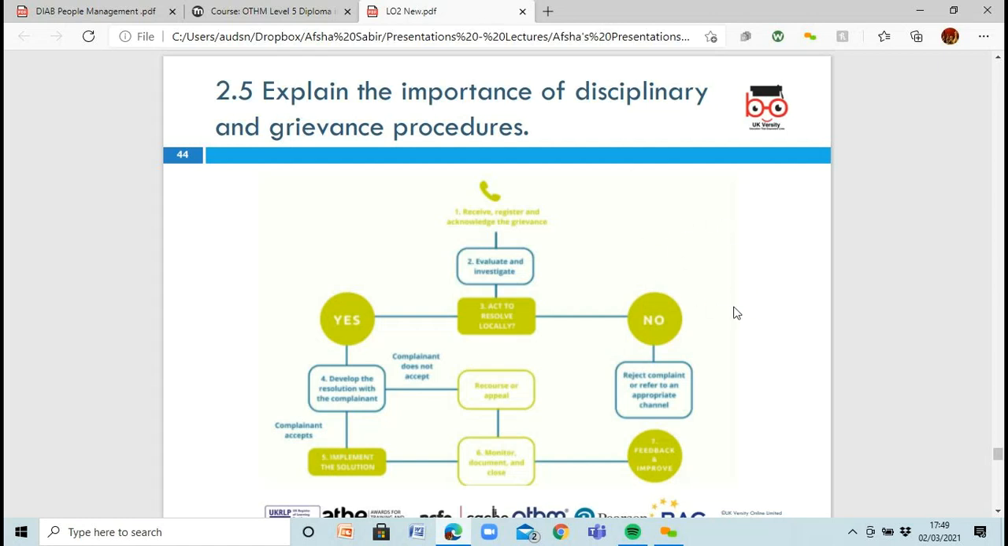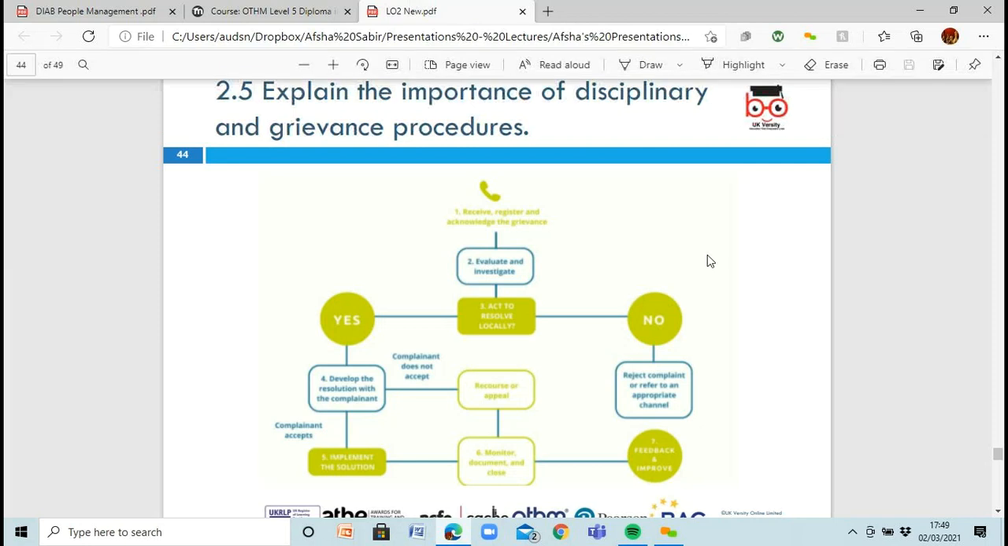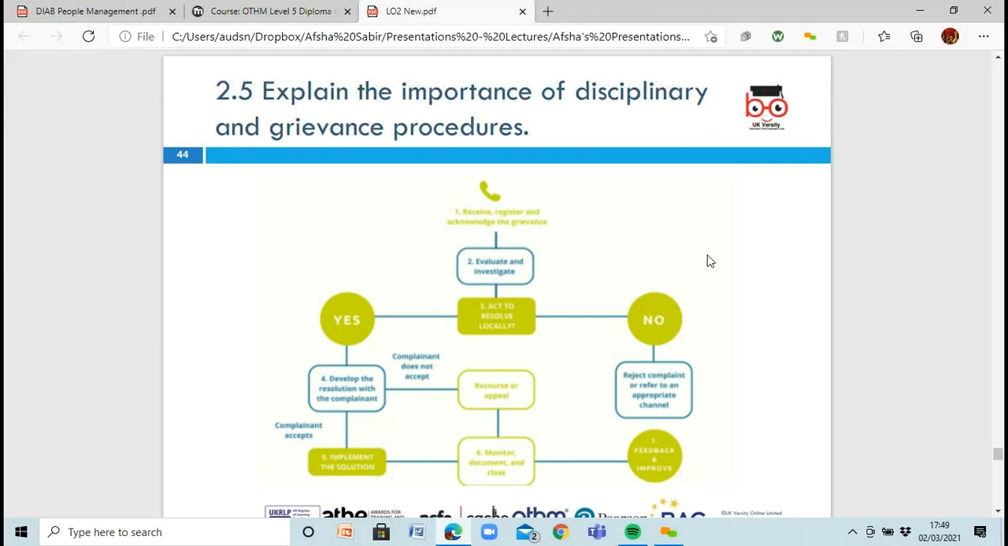This image is just a basic illustration of how something might happen. You'll receive a phone call and realize there's a grievance, or somebody will physically walk up to you and say, I have this problem. You'll evaluate it and investigate it, and you're going to act to resolve it locally. If yes, you're going to look at developing the resolution with the complainant. If the person that has made the grievance is happy to do this, you'll work with them and find a solution.